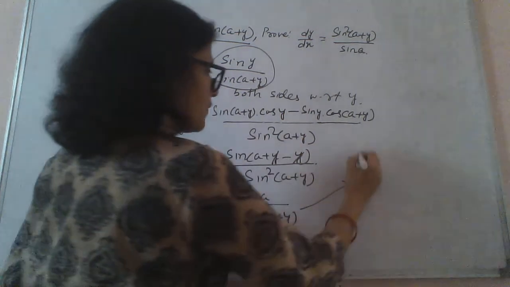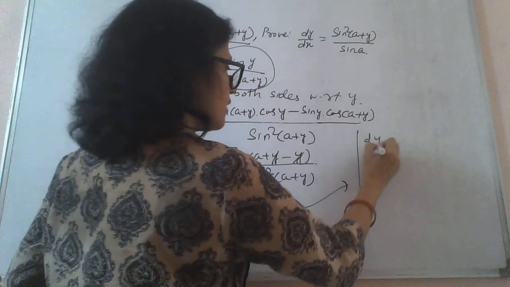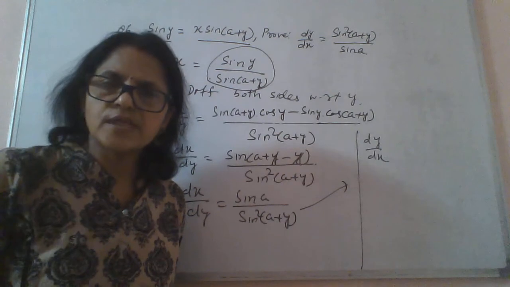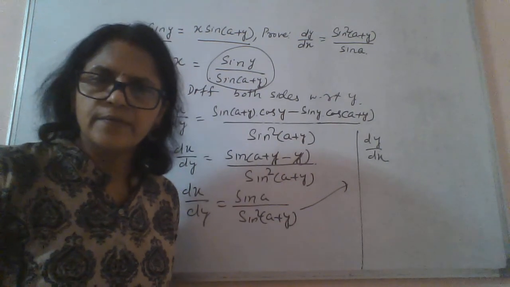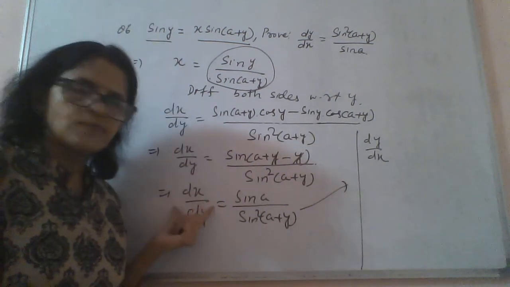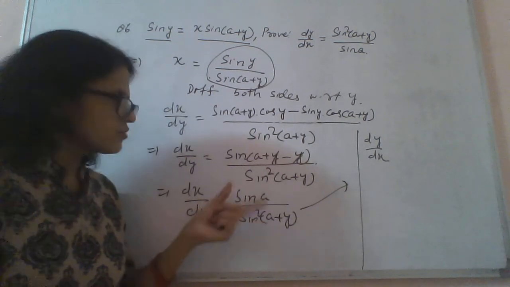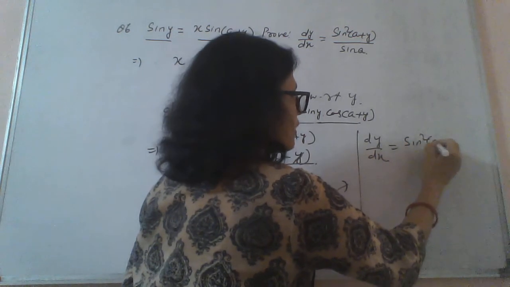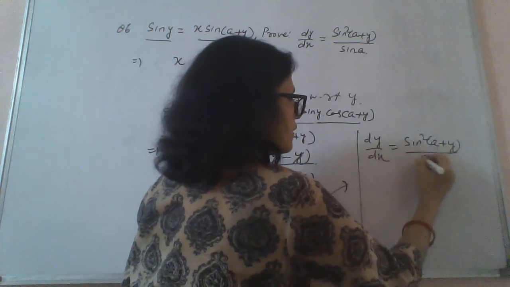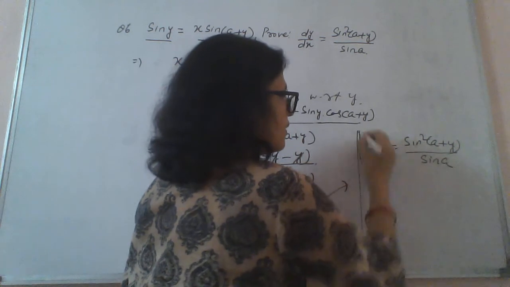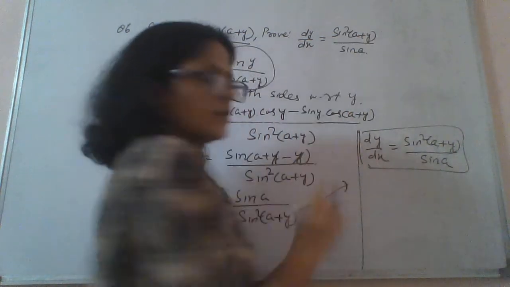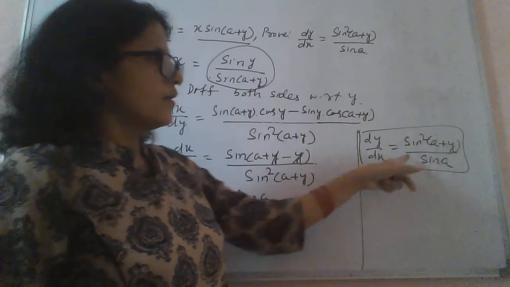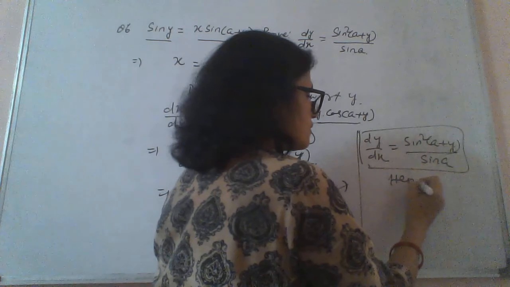Okay, so this implies your dy by dx. As you know, dy by dx is the reciprocal of dx by dy. We have dx by dy equal to this much, so dy by dx will be sin square(a plus y) divided by sin a. We wanted this now: dy by dx equal to sin square(a plus y) by sin a. We are getting it. Hence, proved.